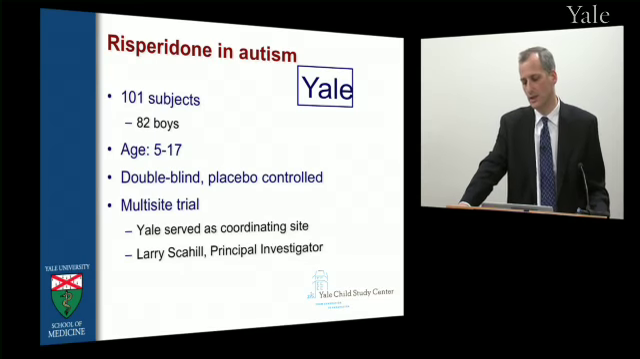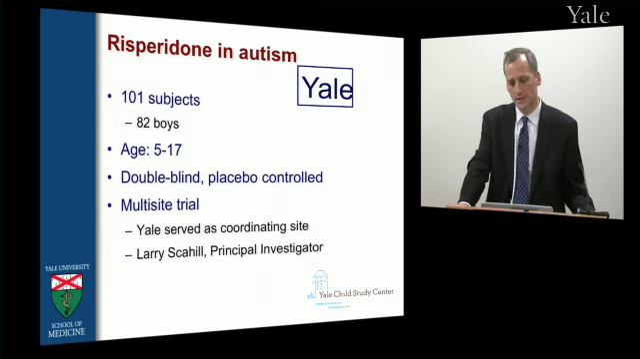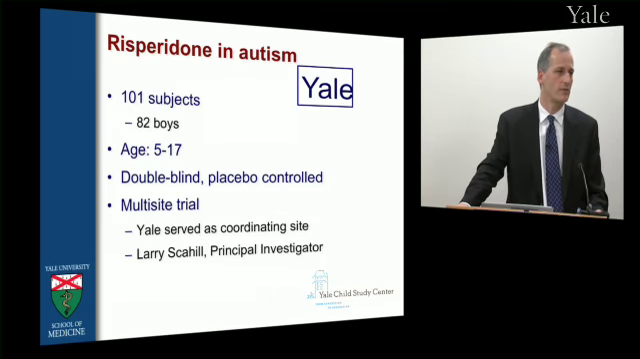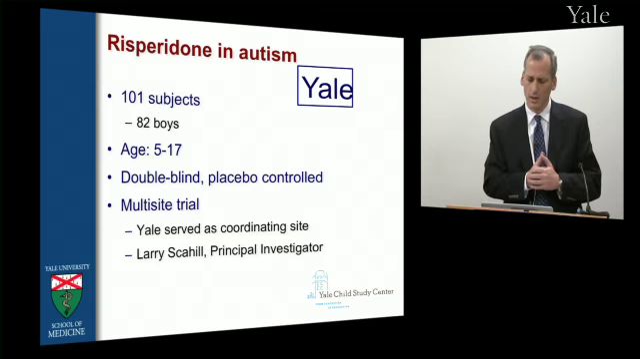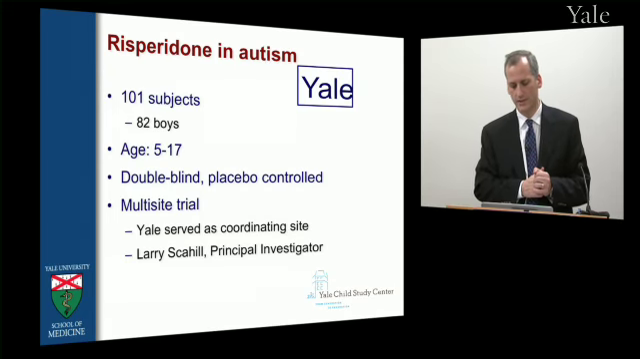The most commonly used one, the one we know the best in autism, is risperidone. Risperidone is the first of this bunch, and it's really a great thing that here at Yale we were the primary site and the organizing site for the key study that proved the efficacy of risperidone in autism. And our colleague Larry Scahill was a principal investigator coordinating this very massive effort.